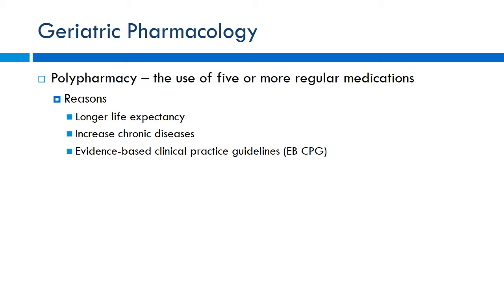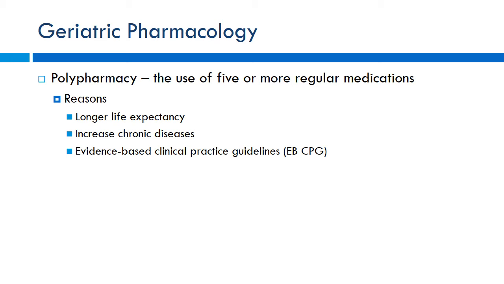Okay, so there's a term, polypharmacy, and this is basically going to be referencing the use of 5 or more drugs on a regular basis at any given time. Some of the reasons for this: one, patients are living longer, so they're developing more disease states that need to be treated. You're also going to find that as they get sicker, they're developing more of these chronic diseases that require more medications.